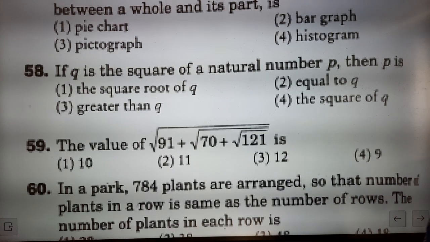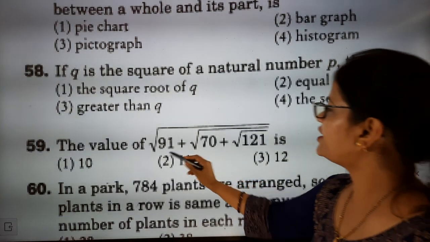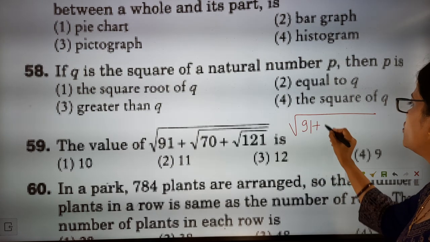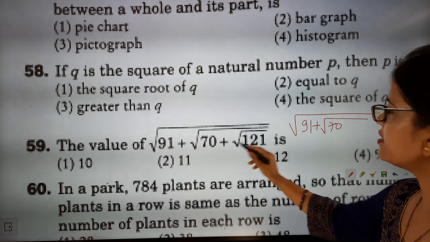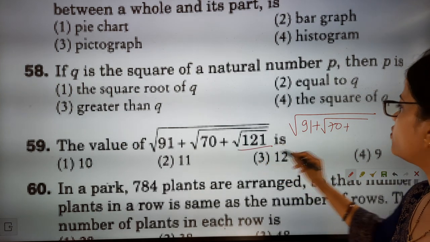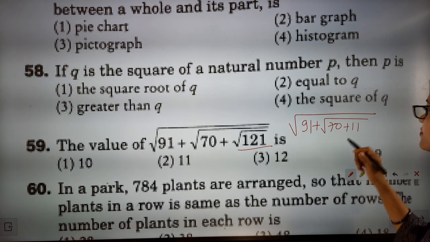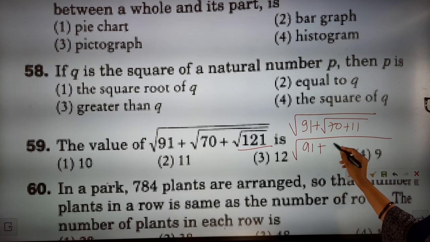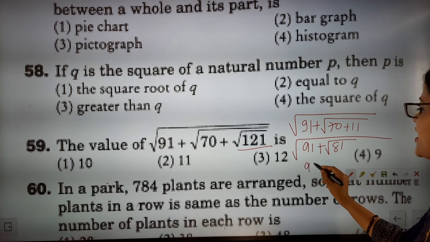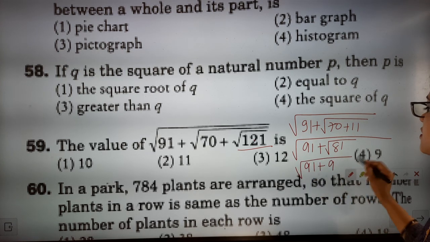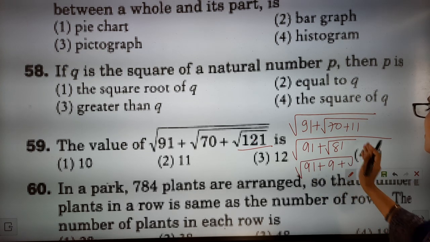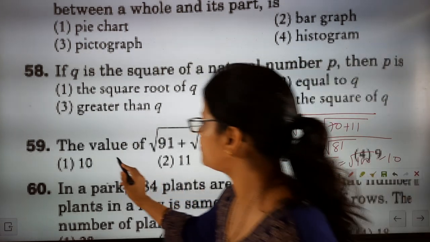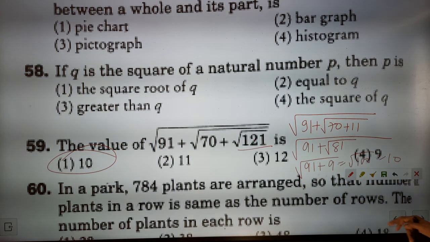Now here 121. If you are solving this question, 91 plus 70. So first 91, it is exactly there, plus root under 70, then here plus root of 121. Square root of 121 is 11. The moment you add 11 here, 70 plus 11 will become 81. Square root of 81 is 9. Then 91 plus 9 is 100. So it will become 10. So the correct answer will be 10. Now we will go for the next question.